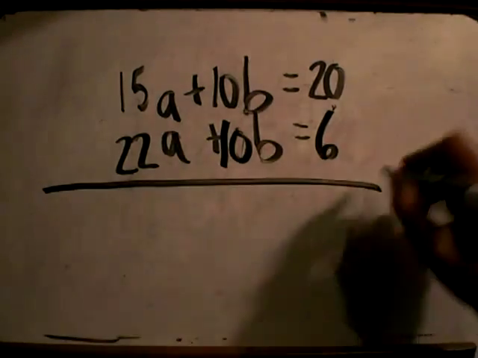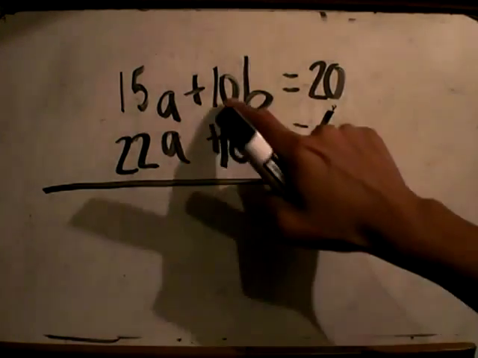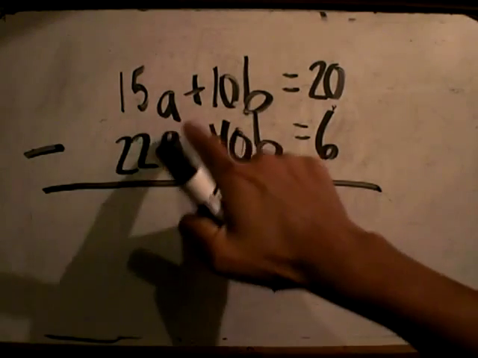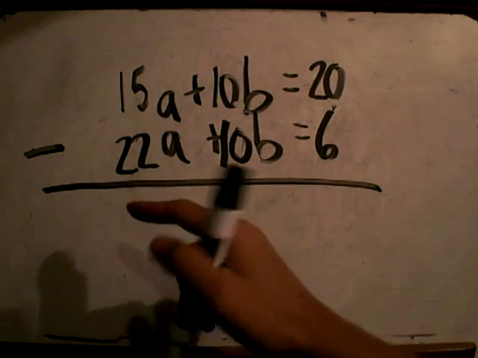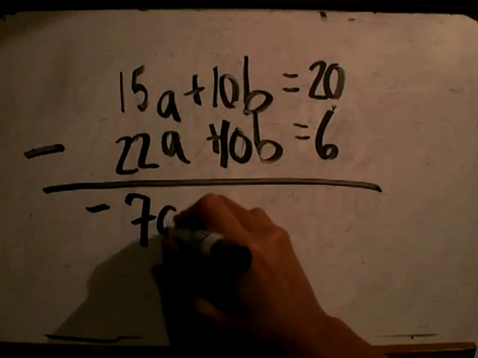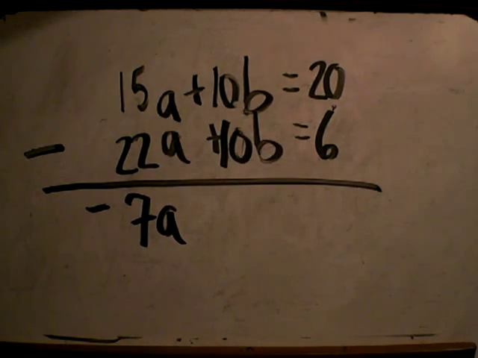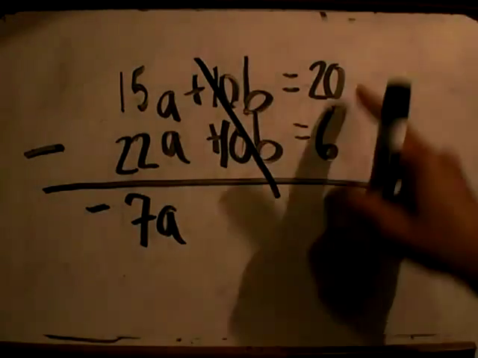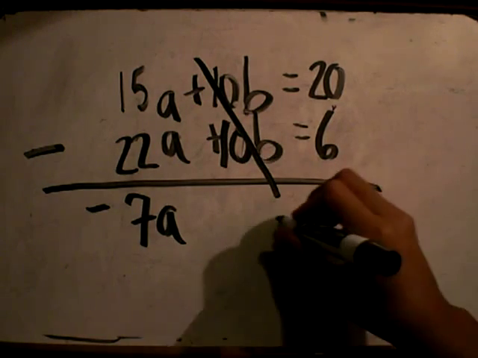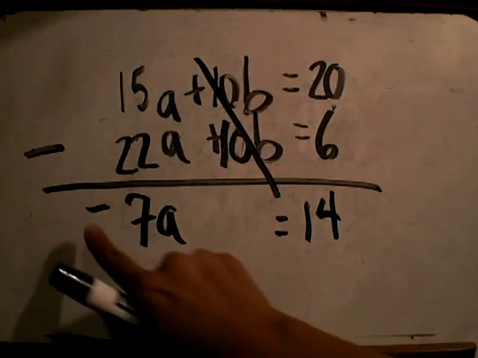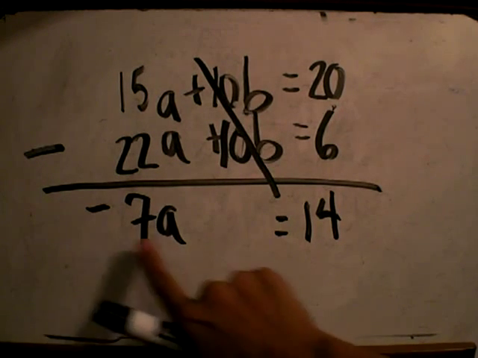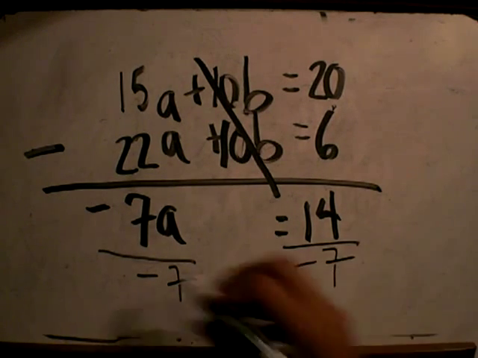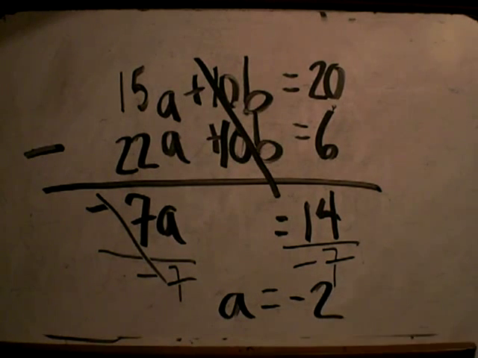Now that our coefficients are the same, we use the subtraction method. So 15 minus 22 equals negative 7, and bring down the a. Then 10 minus 10 cancels out, that's 0. 20 minus 6 equals 14. Now we are left with negative 7a equals 14, so we divide both sides by negative 7. So a equals negative 2.